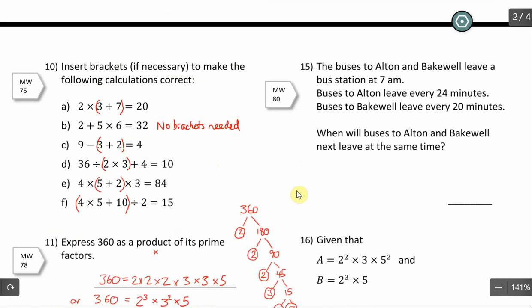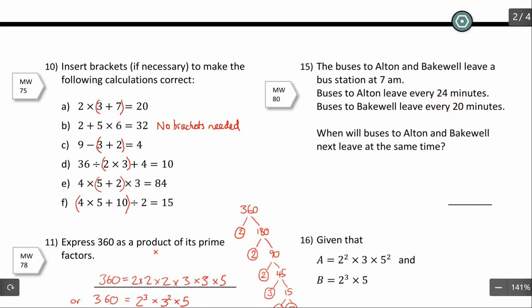Okay, up to the next slide. Buses to Alton and Bakewell leave a bus station at 7 AM. Buses to Alton leave every 24 minutes and Bakewell leave every 20 minutes. When will buses to Alton and Bakewell next leave at the same time? So this is a lowest common multiple question in disguise. What number do these both go into? That's what we've got to figure out.